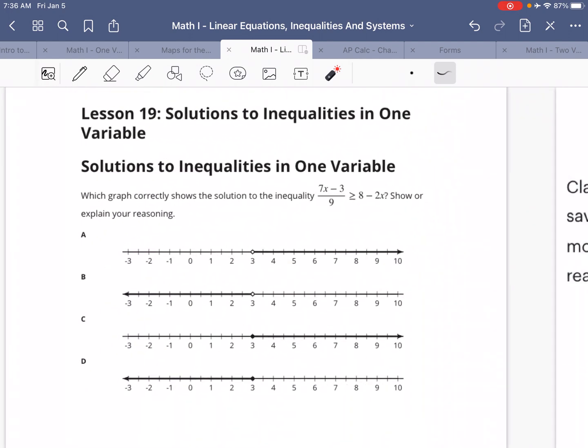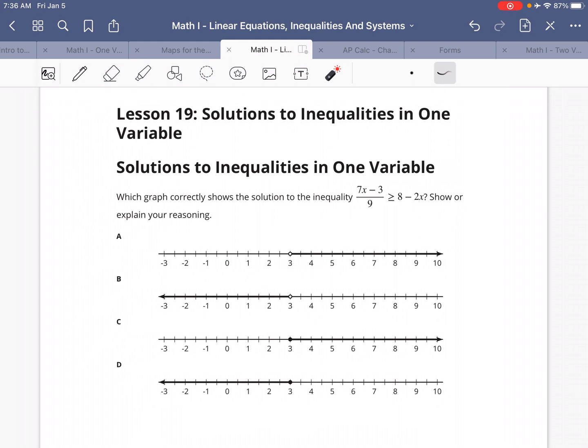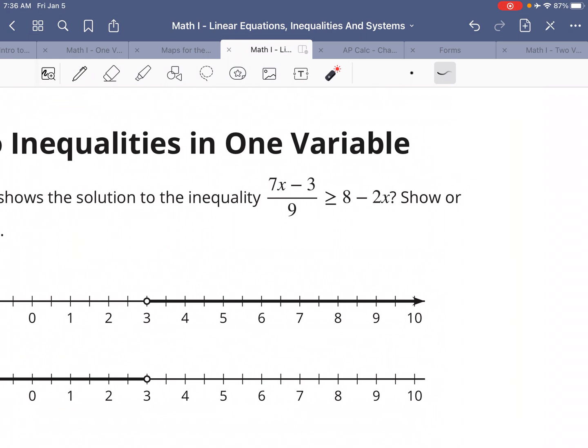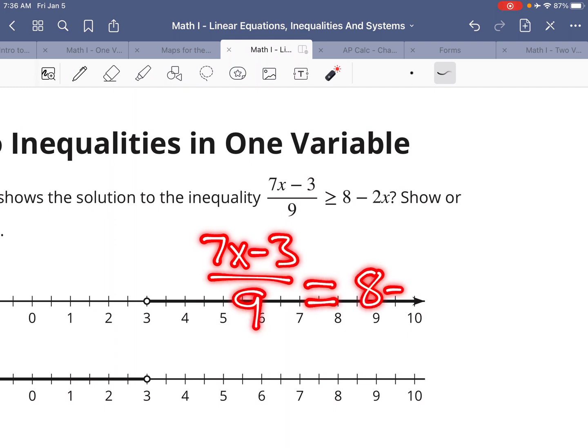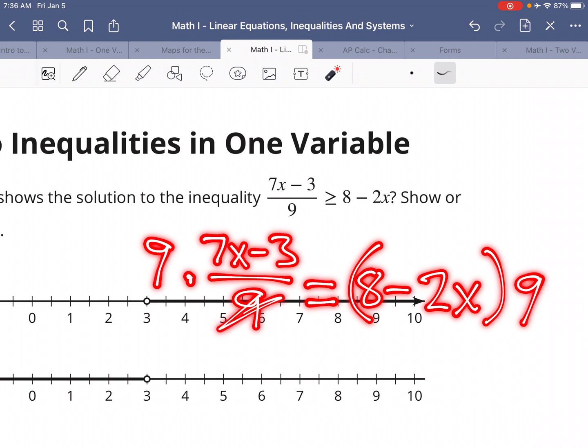So let's take a look at the cooldown. Which graph correctly shows the solution to the inequality? Well, this is a slightly more complicated inequality than what we looked at first. What I would suggest is doing just like what we talked about, where we look at the related equation and solve that. And I'm going to give you an extra little hint on this one because I know you all don't like fractions. First thing you're going to do is multiply both sides by 9 to cancel out this fraction.